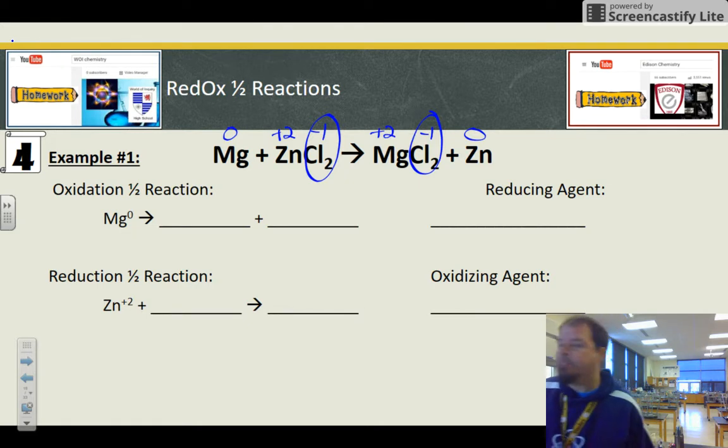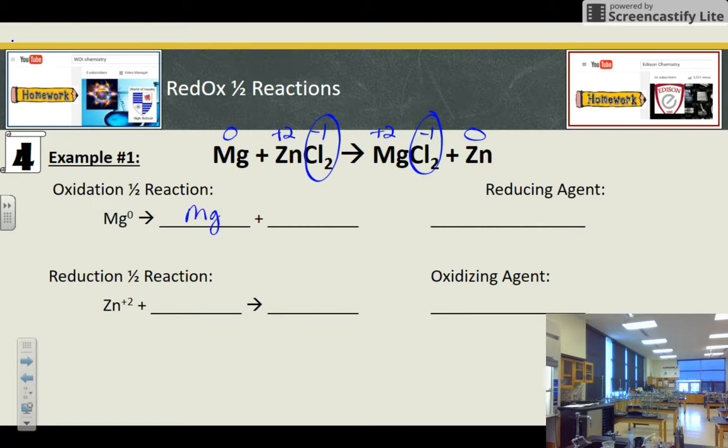We cool with that? Okay, so I have Mg0 becomes Mg plus 2, and he must be losing electrons. How many did he lose? 2 electrons. And then Zn plus 2 plus 2 electrons becomes Zn0. And notice I knew the Zn0 had to go on this side if I had Zn plus 2 on that side. So I'm setting you up at the beginning.